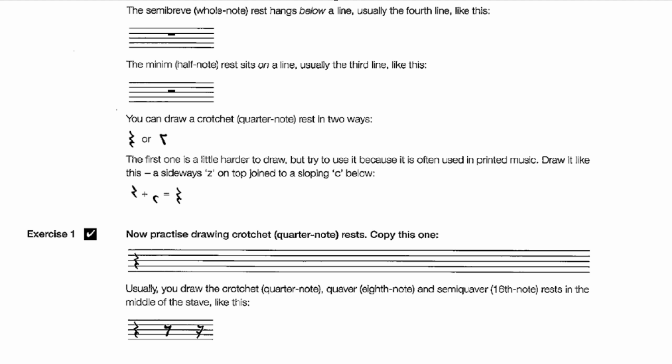A little bit of practice drawing the crotchet rest. So a little zigzag and then a backward C starting from just above that 4th line. It's actually pretty easy once you get used to it. So draw a few of those, draw as many as you like, fill the whole line if you want. And if you want to practice doing the other ones, you can. Okay, so that's first exercise all done.